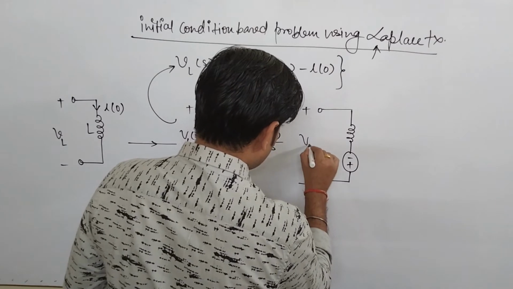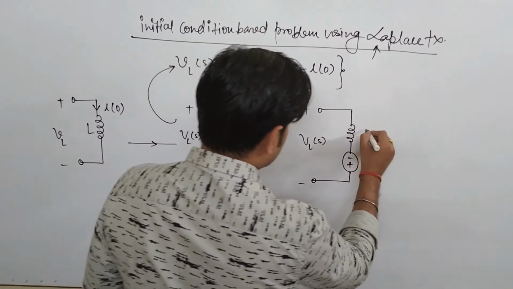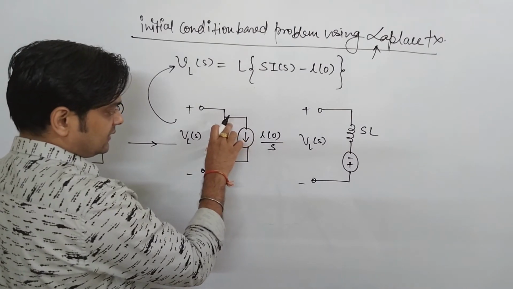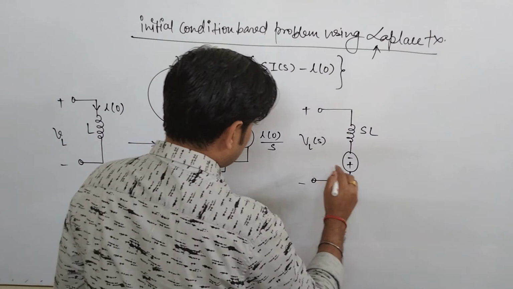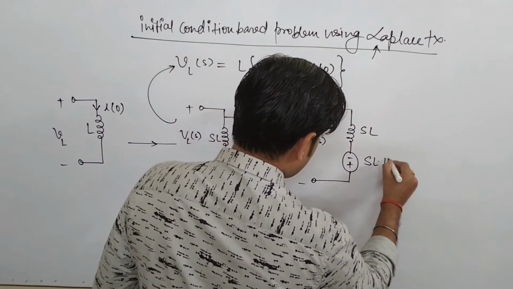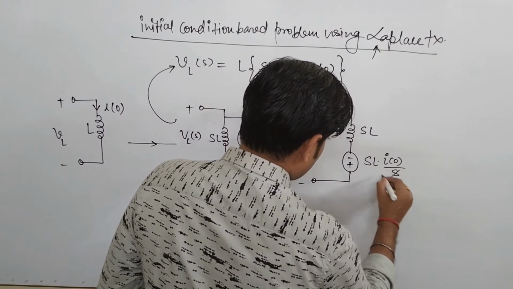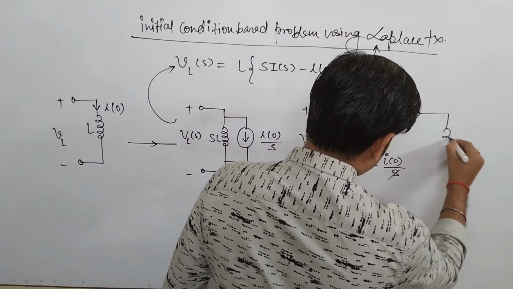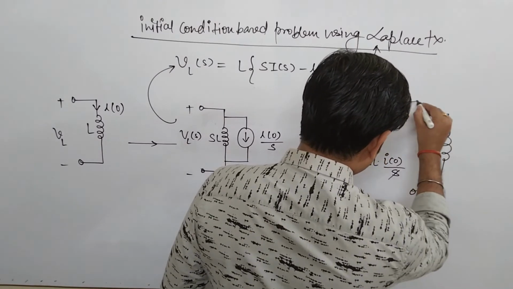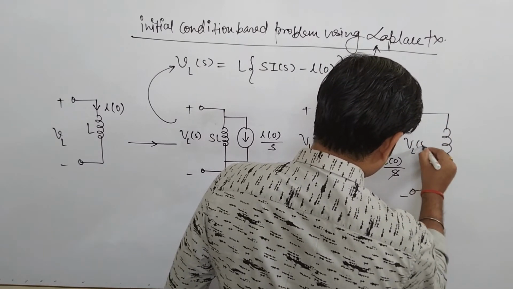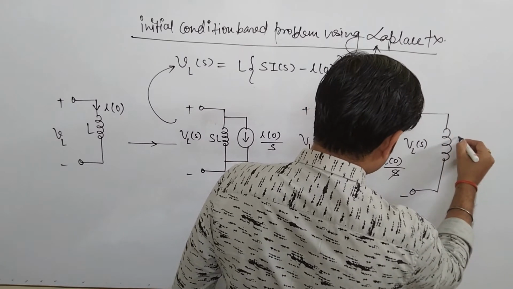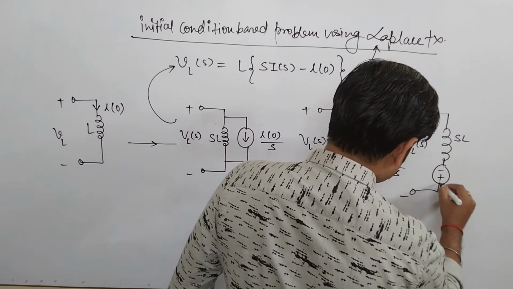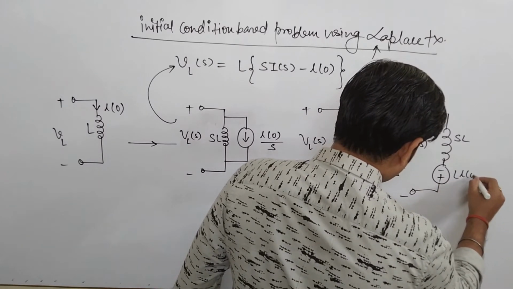This is your VL(s) as mentioned here. This is your sL, since it is basically your inductive reactance. This is sL, and this comes to be sL into I0 by s, and this s and this s get cancelled out. So if you redraw it, that comes to be plus minus of VL(s), and this is your sL, and here is a voltage source whose value comes to be L I0.